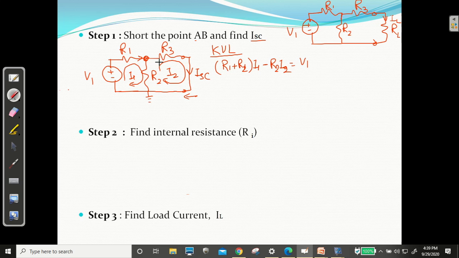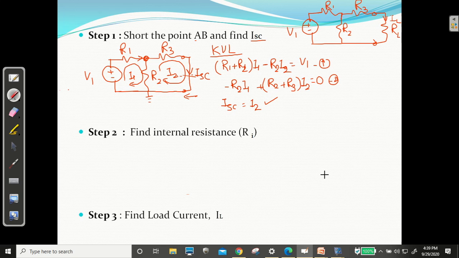लूप 2 में क्या है? करंट I2 कहाँ फ्लो हो रहा है? R2 एंड R3 में. In R2 plus R3 I can say current I2 is flowing. At the same time R2 में I1 भी है, minus R2 I1 equal to no source, equal to 0. So we have two equations here. Use the calculator, you can find I1 and I2. So what is the ISC? ISC is nothing but I2. This ISC or I2 will be same. So we will get I2, that is ISC. In this way you can get ISC. Clear?